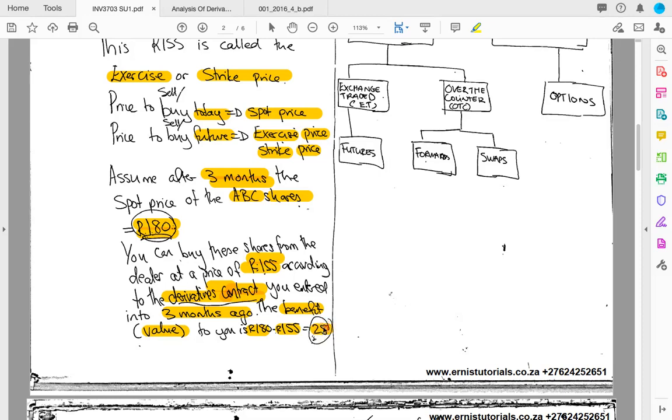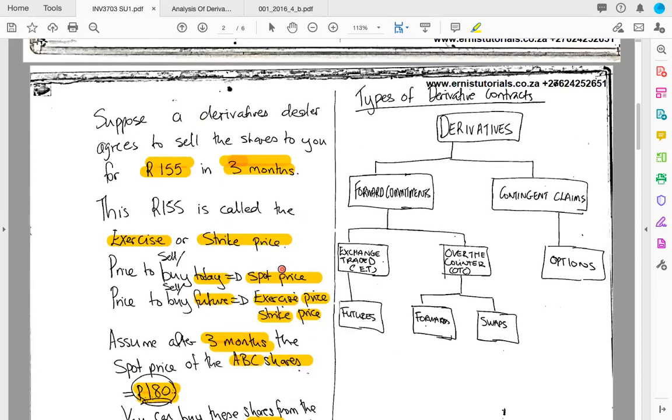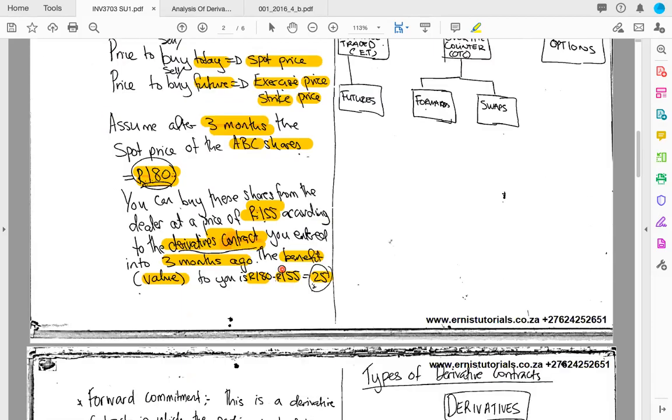So it means this benefit that you got of 25 Rand, this value, came from the actual spot price when you were exercising your derivative contract. It came from the actual spot price of the underlying asset. So that's why we call this a derivative contract. The benefit you get depends on the price of the underlying asset when it's time to exercise the contract.